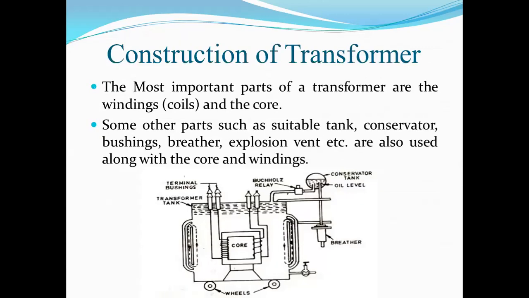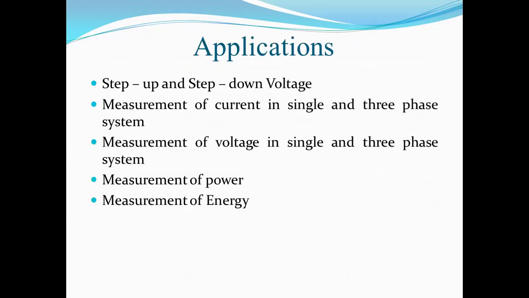So construction of transformer. Most important parts of transformers are the windings, coils, and the core. Core is made up of silicon steel laminations. Windings are mainly copper windings. Some other parts such as suitable tank, conservator, bushings, breather, explosion vent, etc. are also used along with the core and windings. So this is the construction of the transformer.